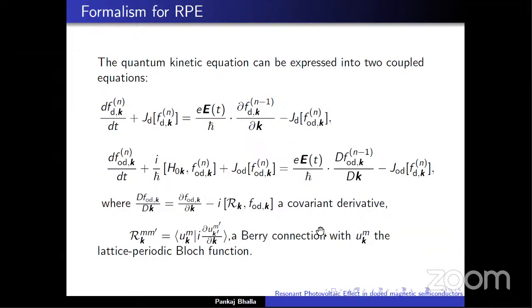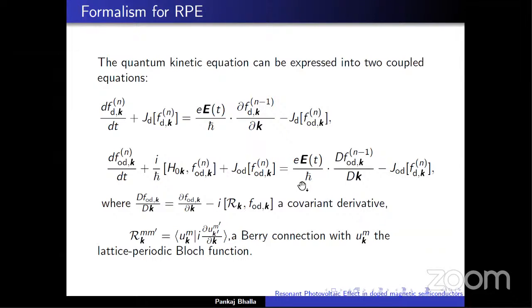So this Berry connection is taken care of by the off diagonal part. That's another reason why the off diagonal part is important, because it takes care of the Berry connection or Berry phase effects, and how the interband coherence plays a role here.